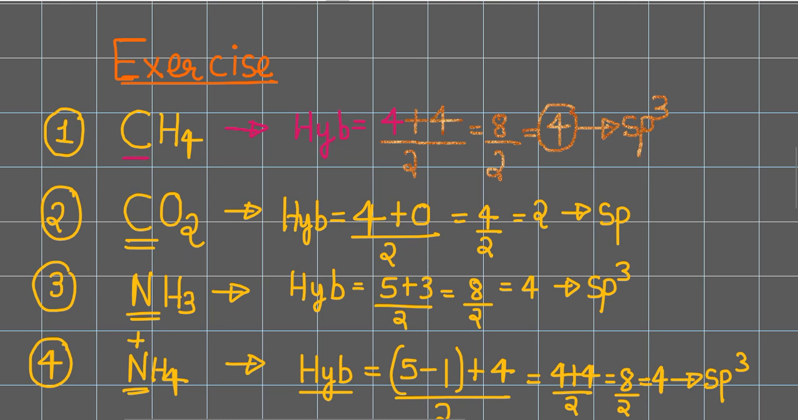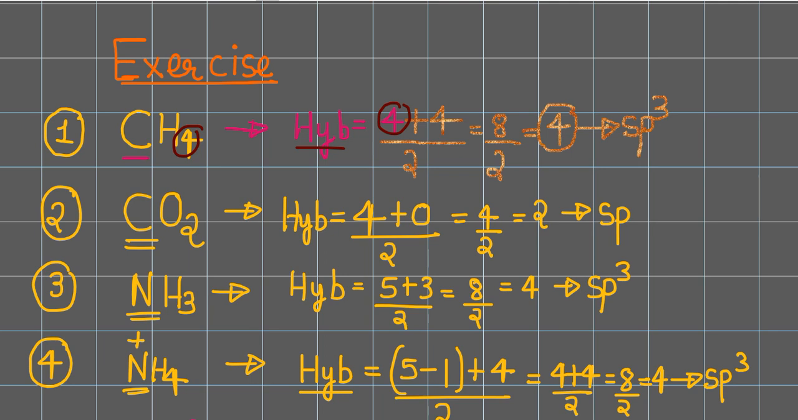First example is CH4, in which the central atom is carbon. You need to find out the hybridization of carbon in methane. So by the formula which I have given you, hybridization is equal to the number of valence shell electrons. The number of valence shell electrons in carbon is 4, and the number of monovalent atoms surrounding carbon is also 4. 4 plus 4 by 2, 8 by 2 is equal to 4. Then it is sp3.